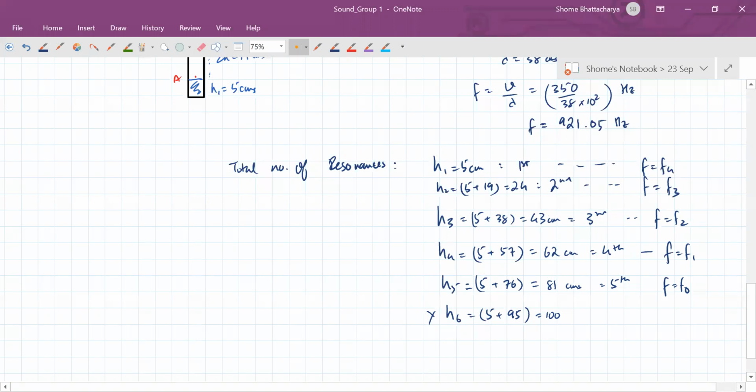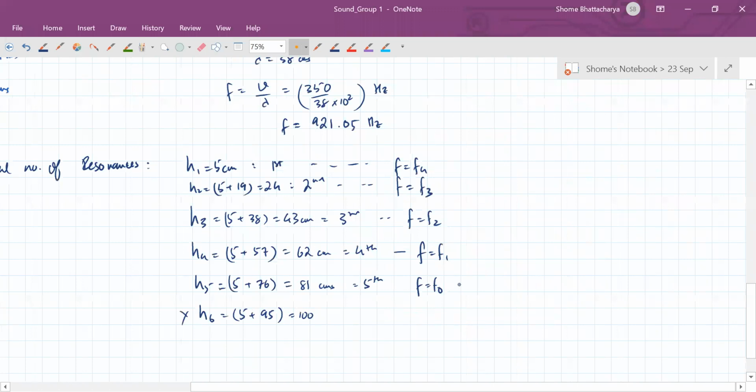Because in this case, the length of the column which is vibrating now, in this case, so here the length of the column, 95 centimeters, is like this.